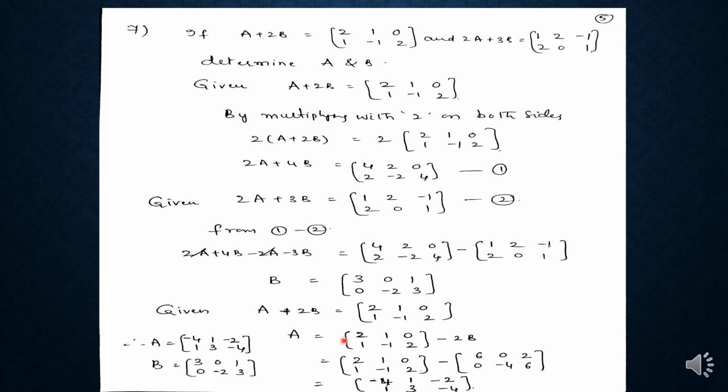So this is a. Thus we got the value of a is equal to minus 4 1 minus 2 1 3 minus 4, and b is equal to 3 0 1 0 minus 2 3. So these are the values of the two matrices. Next problem.